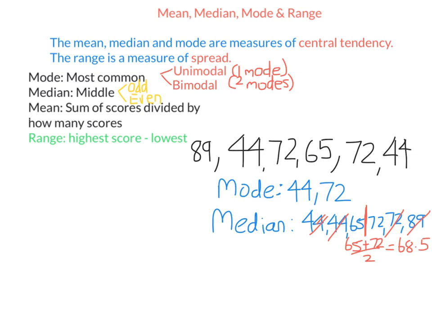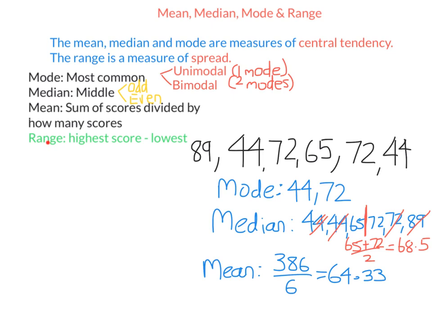So the mean is probably the one that takes the most work to calculate, but it's the easiest to remember what it is. To find the mean, just add up all the scores and divide by how many there are. So if I go 89 plus 44 plus 72 and so on and add them all up, I get 386. So there are 6 scores. I divide the sum of the scores by 6. So I get 64.33 and it goes on forever. So just note the mean need not be one of the scores.